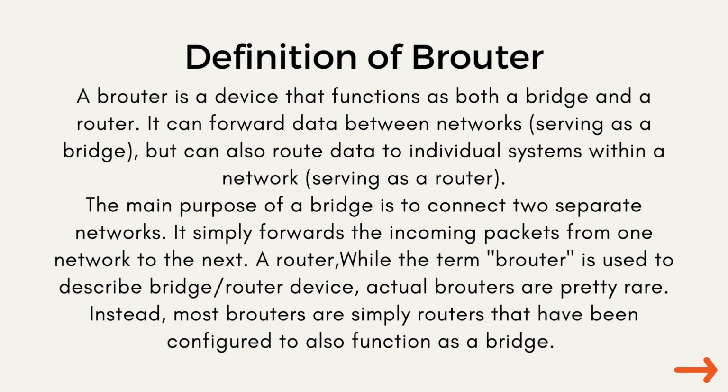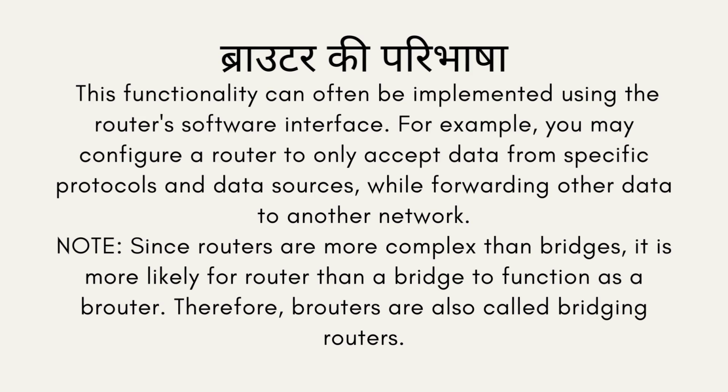While the term Brouter is used to describe a bridge plus router device, actual Brouters are pretty rare. Instead, most Brouters are simply routers that have been configured to also function as a bridge. This functionality can often be implemented using the router's software interface. For example, you may configure a router to only accept data from specific protocols and data sources, while forwarding other data to another network. Note, since routers are more complex than bridges, it is more likely for a router than a bridge to function as a Brouter. Therefore, Brouters are also called bridging routers.